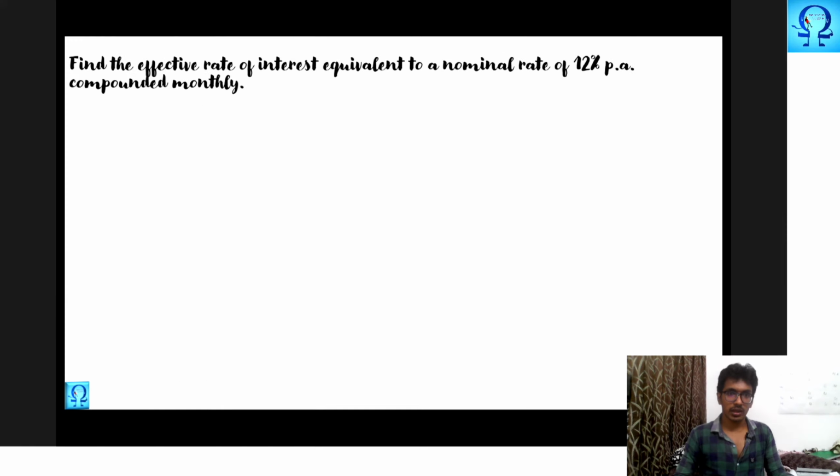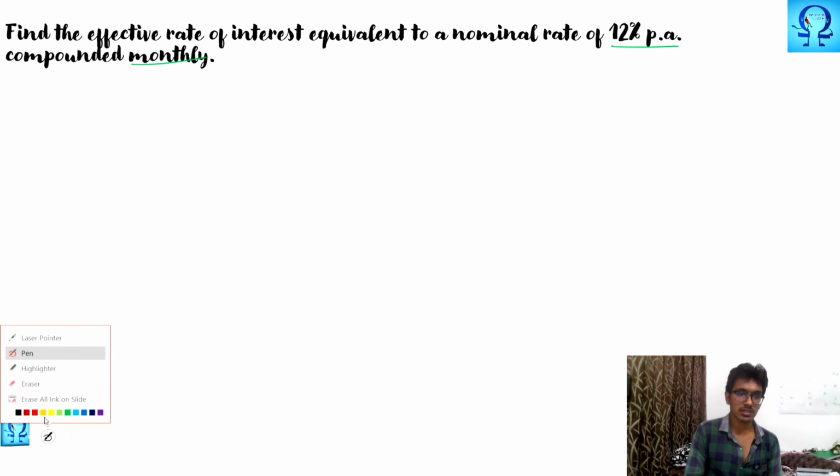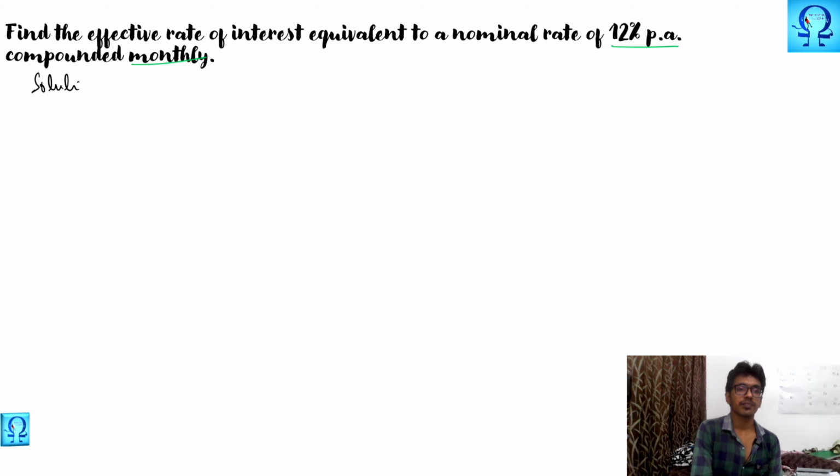Let us move to the next problem. In this problem, we are asked to calculate, the same problem, 12% per annum, but when it is compounded monthly. Okay, let us start it formally using the same assumptions as of the previous problem.